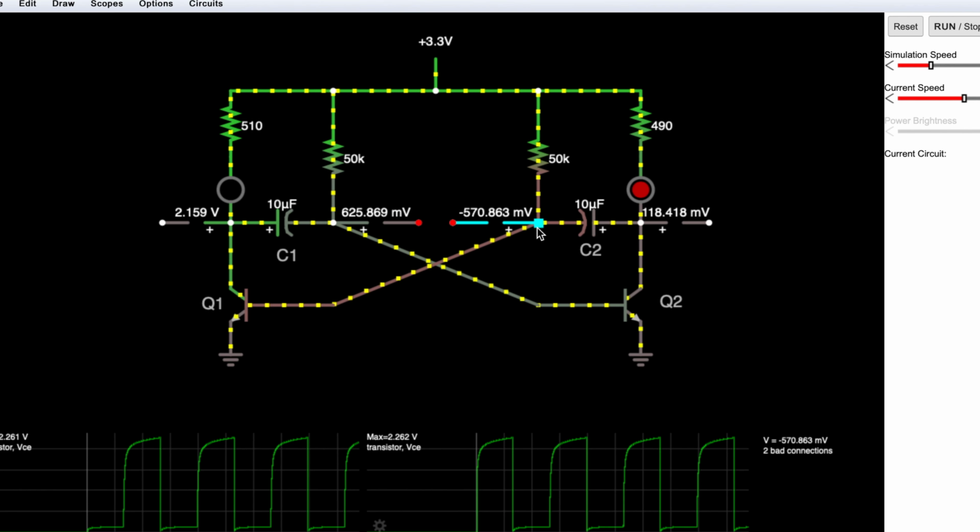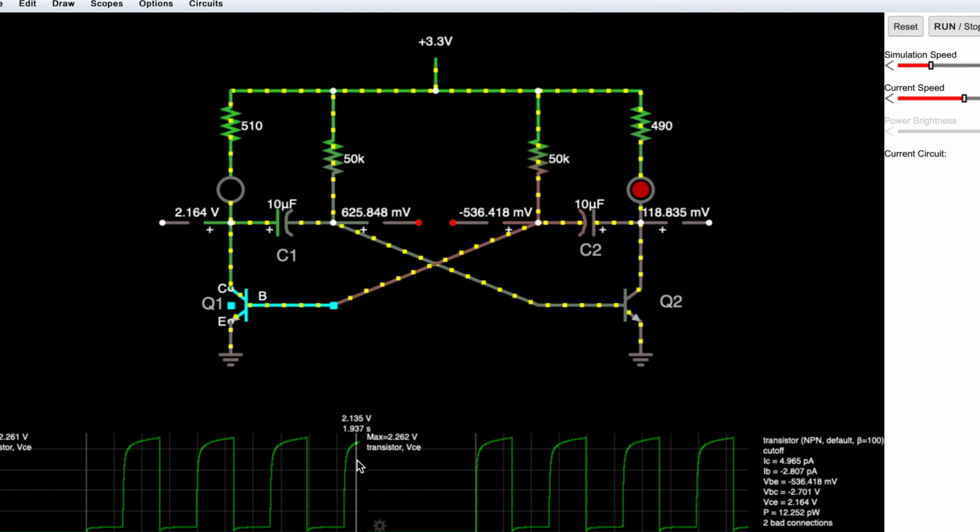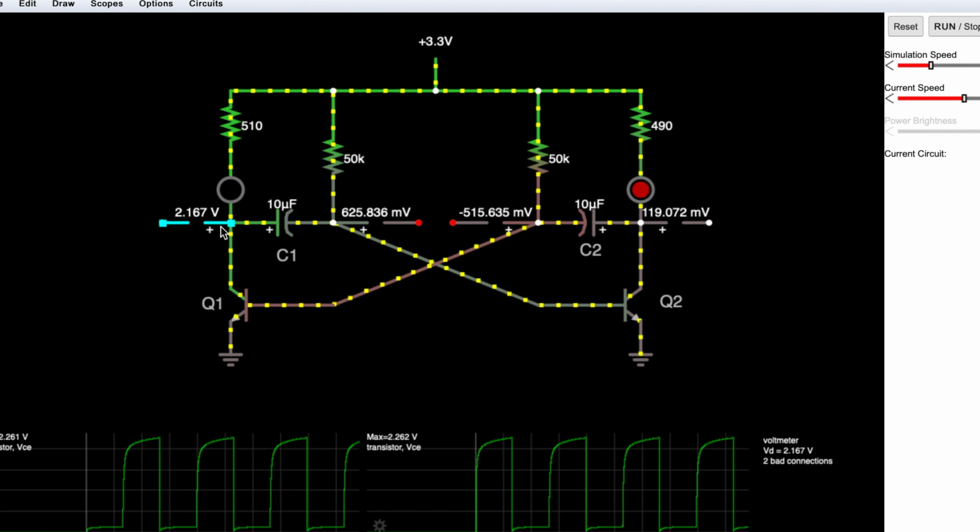Now, when this voltage reaches 625 millivolts, or some 620, 625 millivolts, this will effectively switch on Q1. Right now, if you look at the scope below, Q1 is at 2.1 volts. That's because Q1 is off. So the collector of Q1 is at 2.167 volts. And here the collector of Q2 is at 119 millivolts because it's conducting right now. I'm just repeating, but C2 is being charged via Q2 right now.